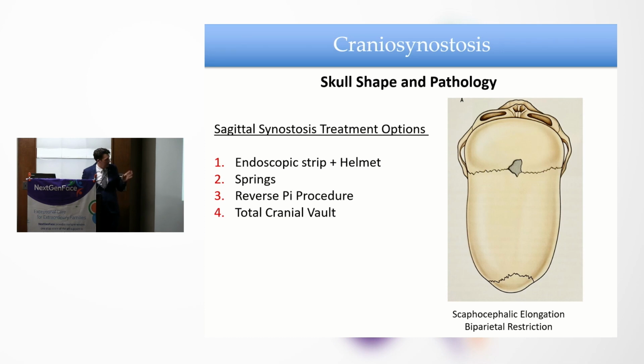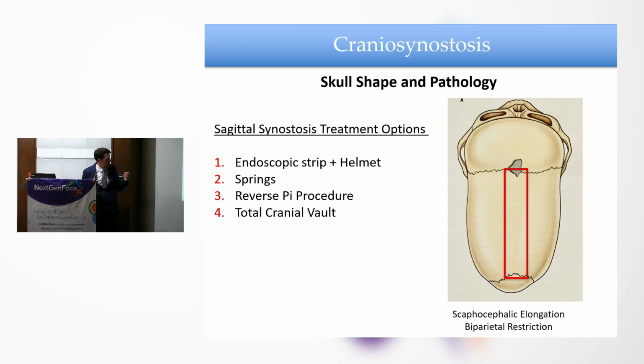So again, infant procedures. A common procedure has to do with craniosynostosis. The sagittal synostosis, as seen here with that fused suture, there should be a suture there. What happens is you get elongation in the AP dimension and biparietal restriction, because the suture cannot expand.